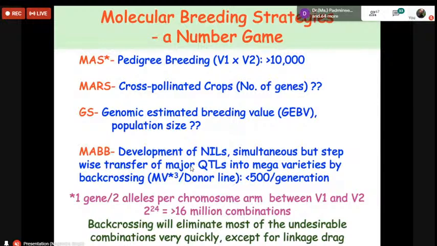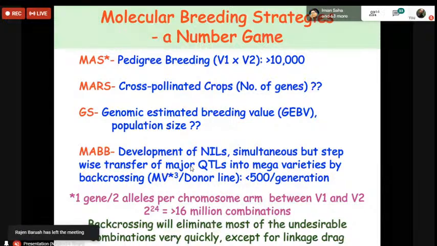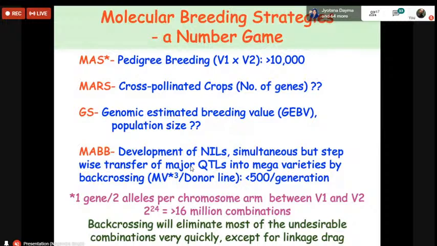So how do you get rid of those combinations? By backcrossing. With every backcross, out of 16 million, we remove half, 8 million, then 4 million, like that. So in 2-3 backcrosses, we eliminate most of the undesirable types. And the percentage of undesirable types will be higher depending on the background of this donor variety. If it is wild, then it is even more, even in a traditional variety.